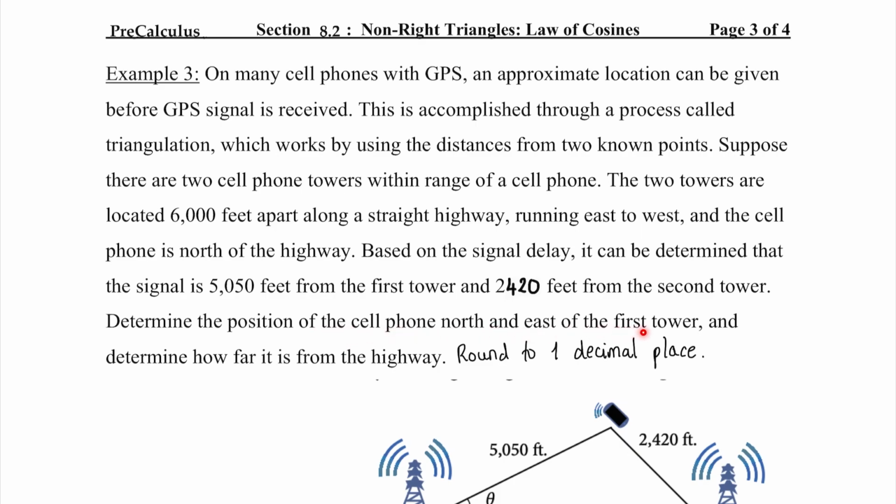Determine the position of the cell phone north and east of the first tower and determine how far it is from the highway. Round to 1 decimal place.